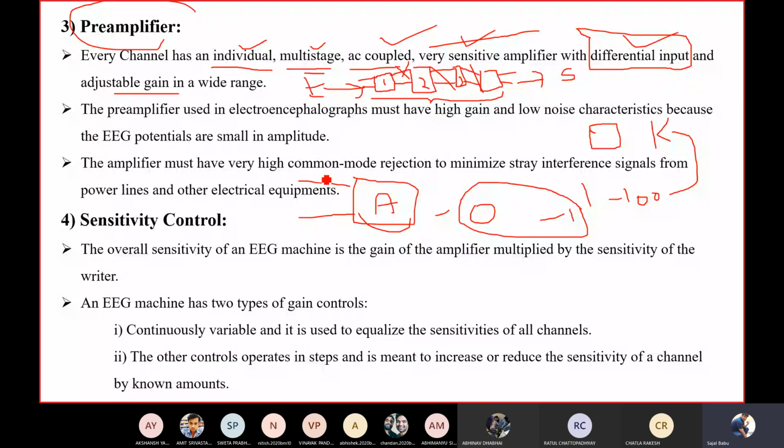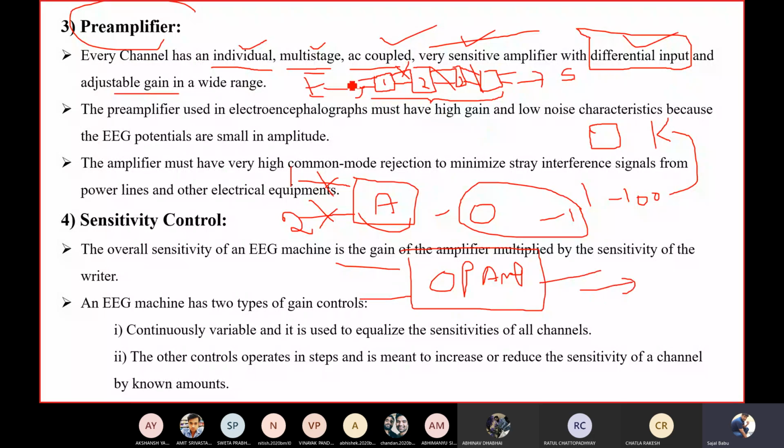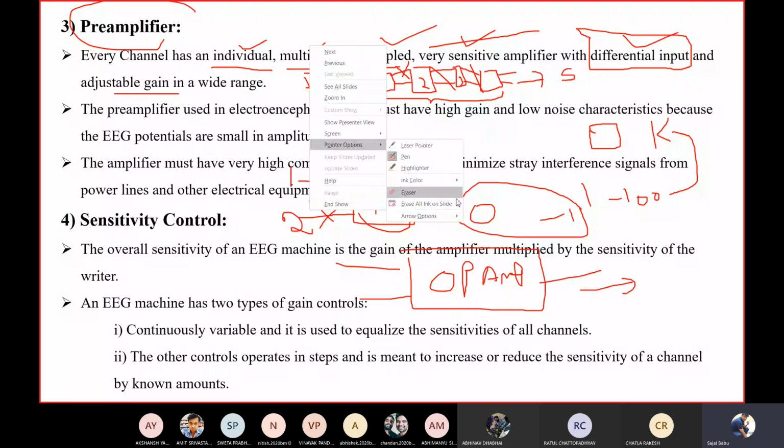Whether I am talking about an ECG, an EMG machine or any other machine, in most cases I am going to use differential input amplifiers. They are nothing but op-amps. Operational amplifiers will be used as amplifiers here, and they have two inputs, and the difference of these inputs is amplified and given as output. So this is about our amplifiers. Let me erase all this stuff that I have drawn here.